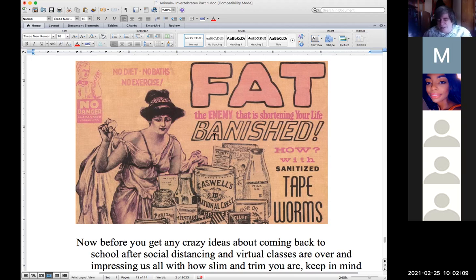Keep in mind that some people who have tapeworms get diseases like beriberi and rickets and scurvy. Rickets is a disease you get when you don't have enough vitamin D. Scurvy is a disease you get when you don't have enough vitamin C. So they sometimes get vitamin deficiency diseases.